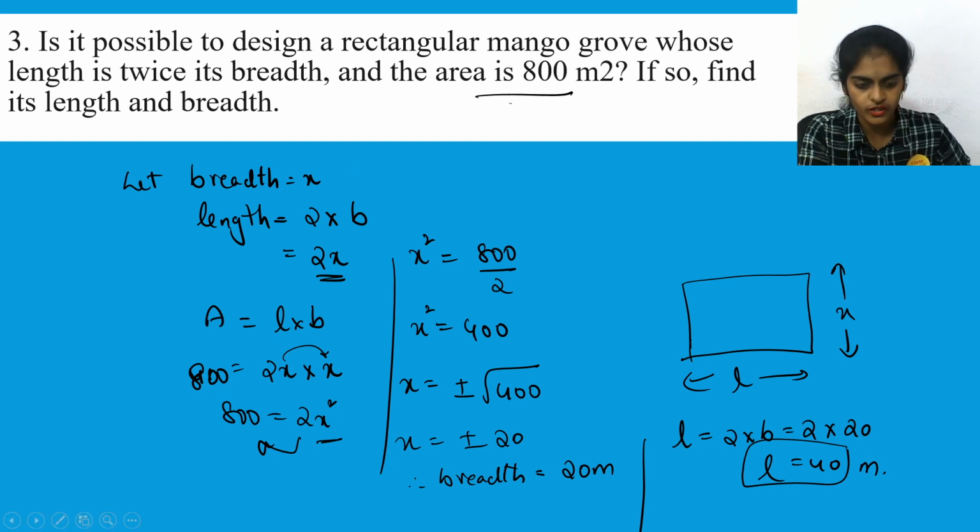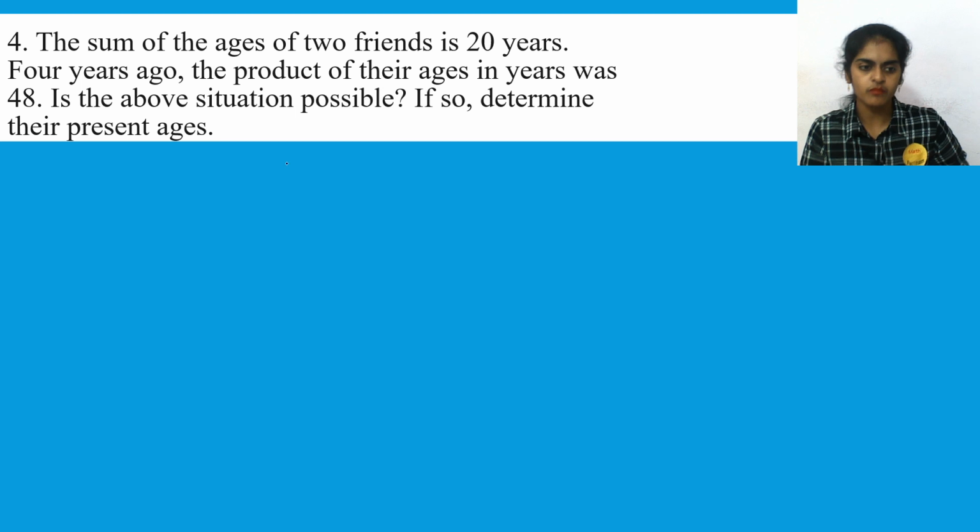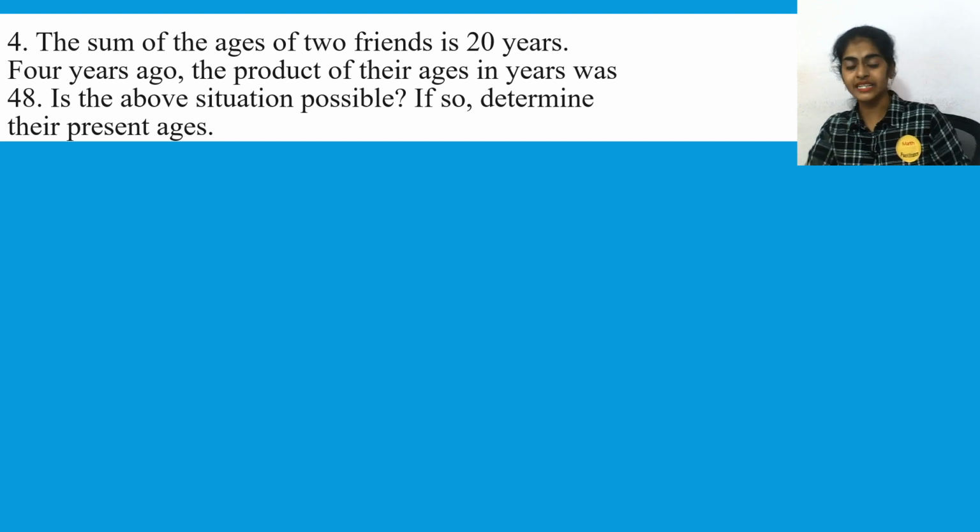Right? Let us move on to the next question. The sum of ages of two friends is 20 years.